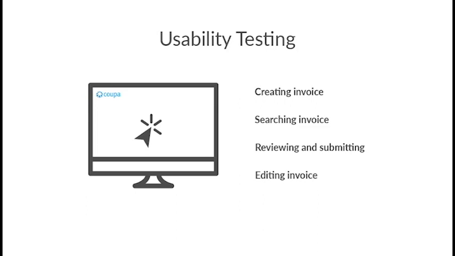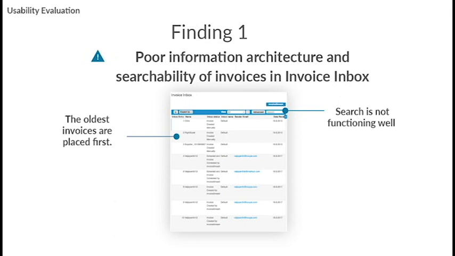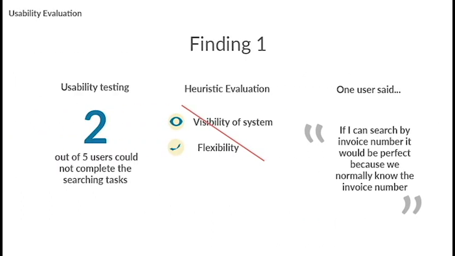We conducted 1 pilot test and 5 usability tests with employees of accounts payable departments who had never used Coupa before. In the second phase, we had 3 major findings. Our first finding of this phase was that the invoice inbox has poor information architecture and searchability of the invoices. All 5 of our users in our usability tests faced this problem, and 2 of them could not find the given invoice in the invoice inbox.